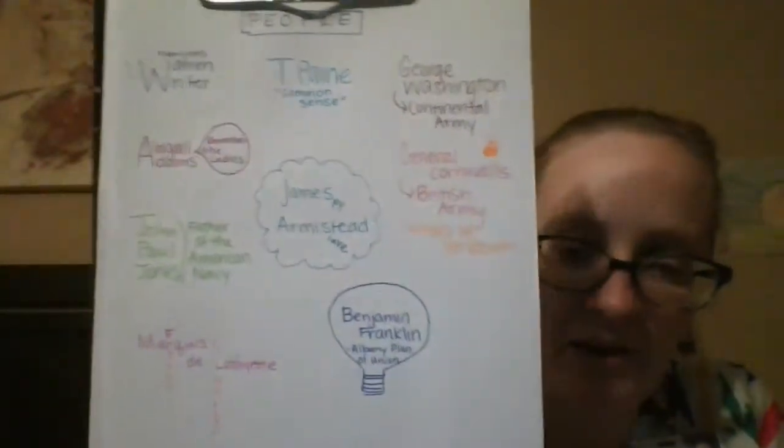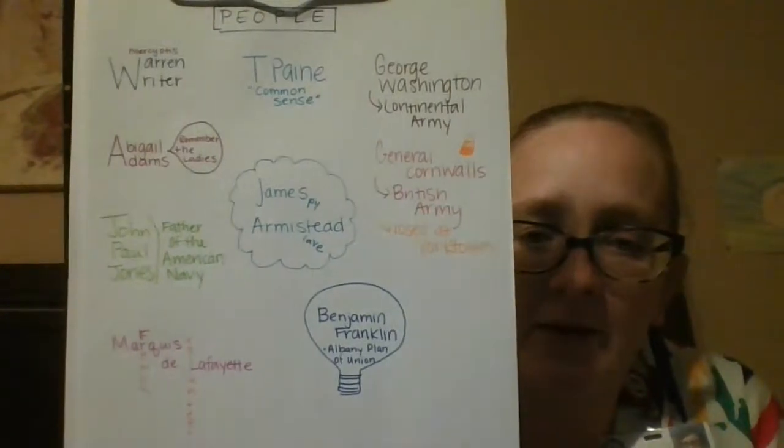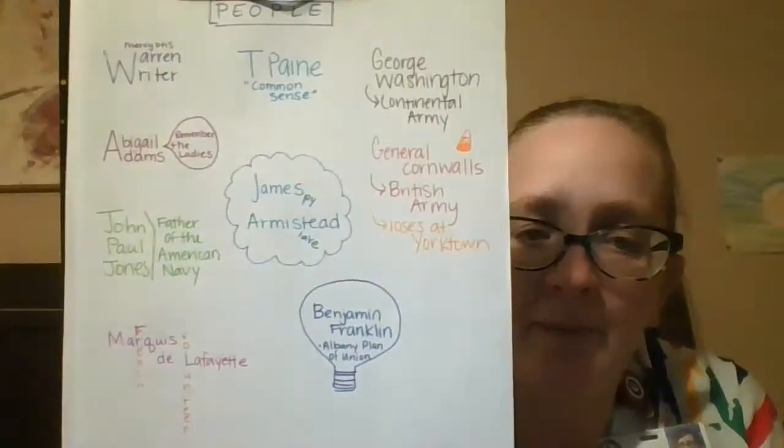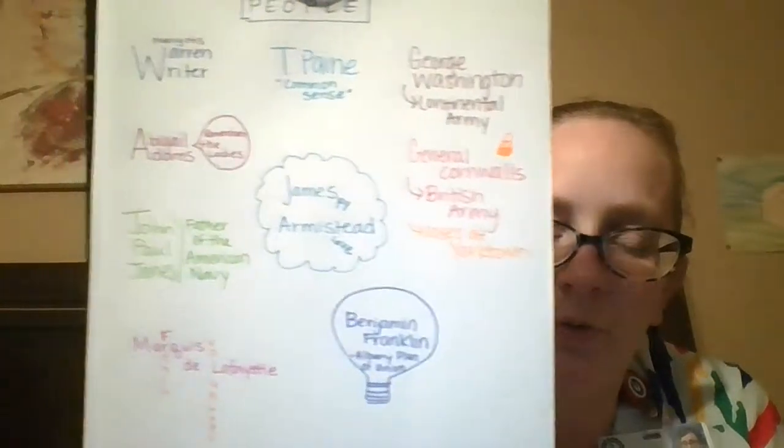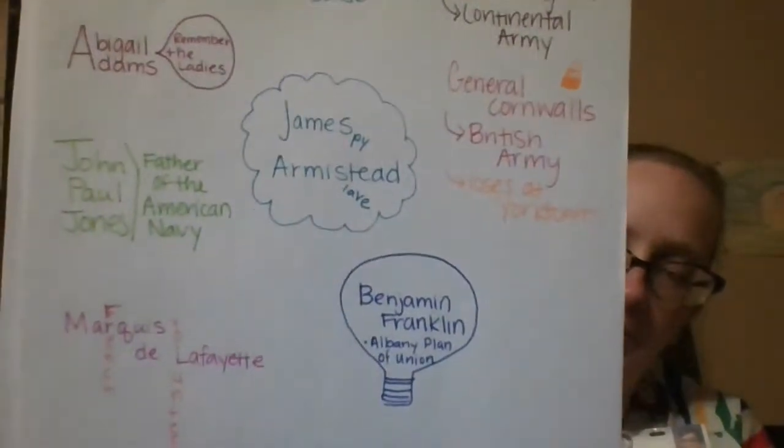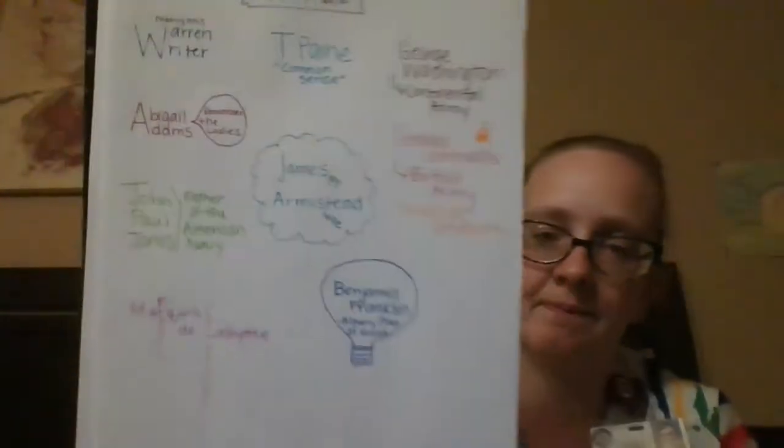Did Cornwallis. Okay. I think that's everyone. Yeah, that's everyone we really want to focus on for tomorrow, Friday's test. Okay, so those are our people: Mercy Otis Warren, Thomas Paine, George Washington, General Cornwallis, James Armistead, John Paul Jones, Benny Frank, and the Marquis de Lafayette.